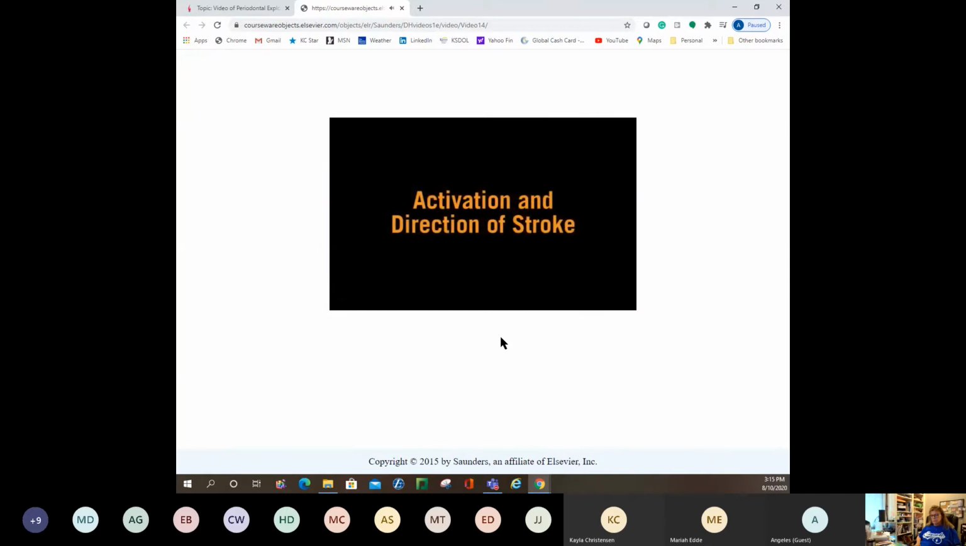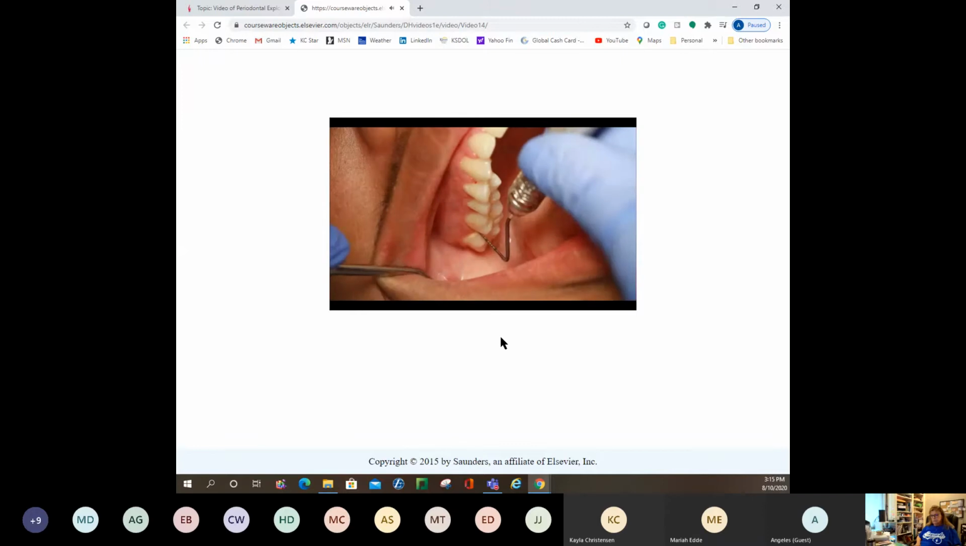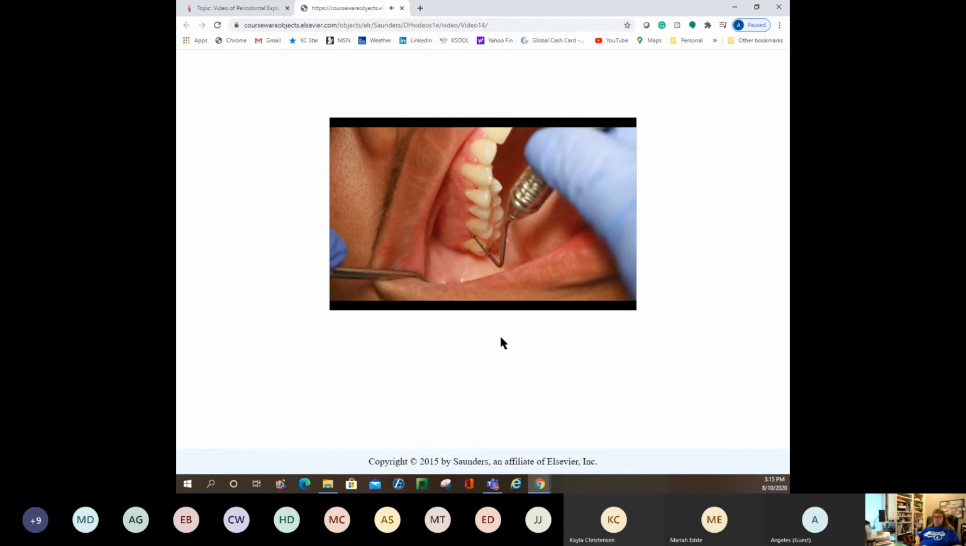Activation and direction of stroke. Move the probe in small increments along the base of the sulcus or pocket. Under gentle pressure, the junctional epithelium feels soft and resilient. Move distally in small increments until you reach the center or col area under the contact of the tooth.